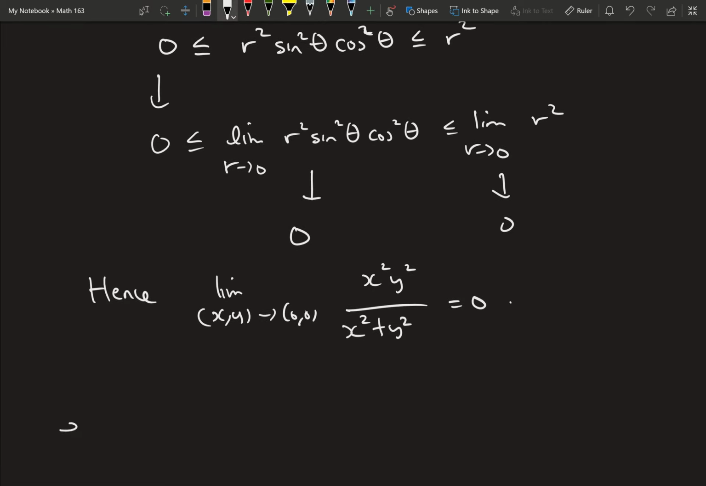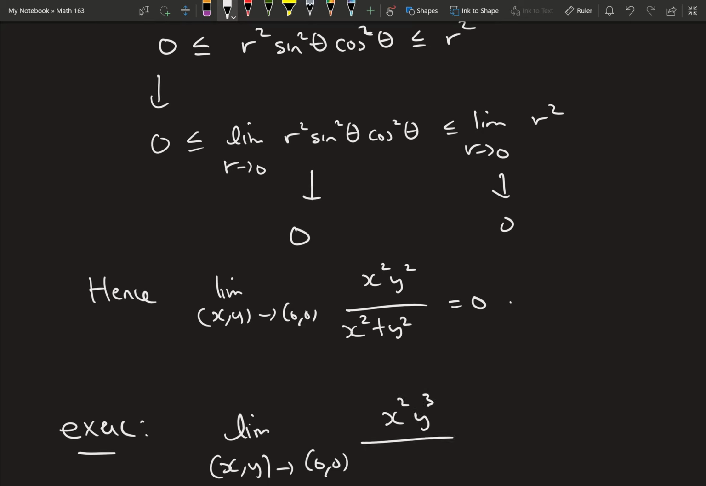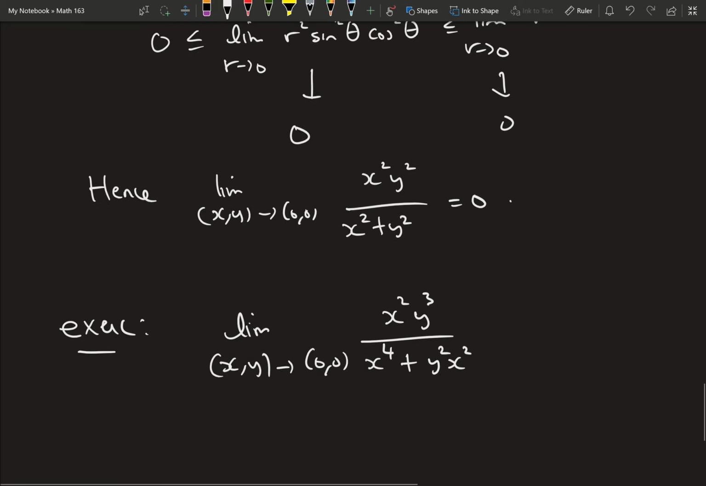Okay, I'll leave you here with an exercise which is somewhat similar. So consider the limit as (x, y) goes to (0, 0) of x squared y cubed divided by x to the fourth plus y squared x squared. And so you're going to try to use polar coordinates to find the limit.